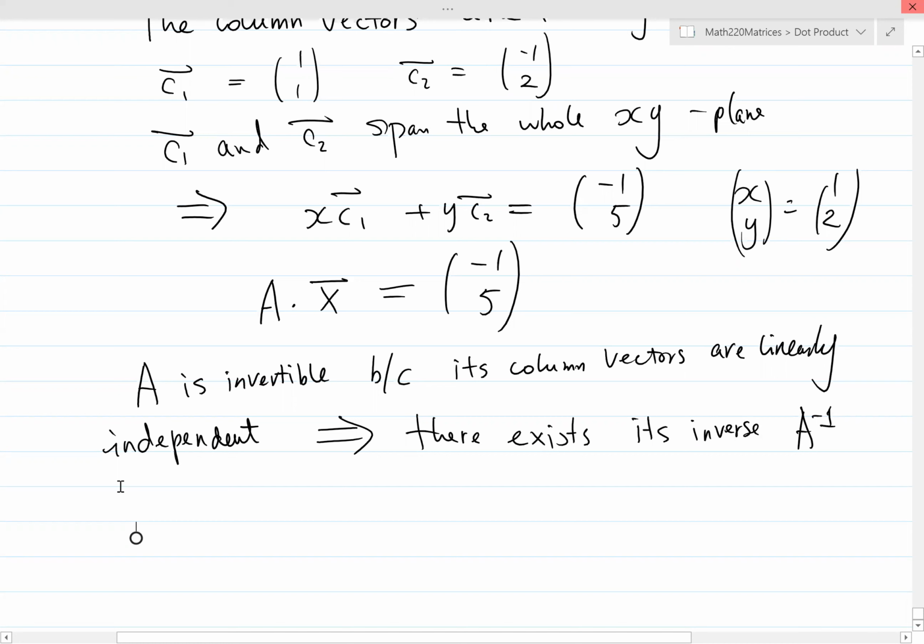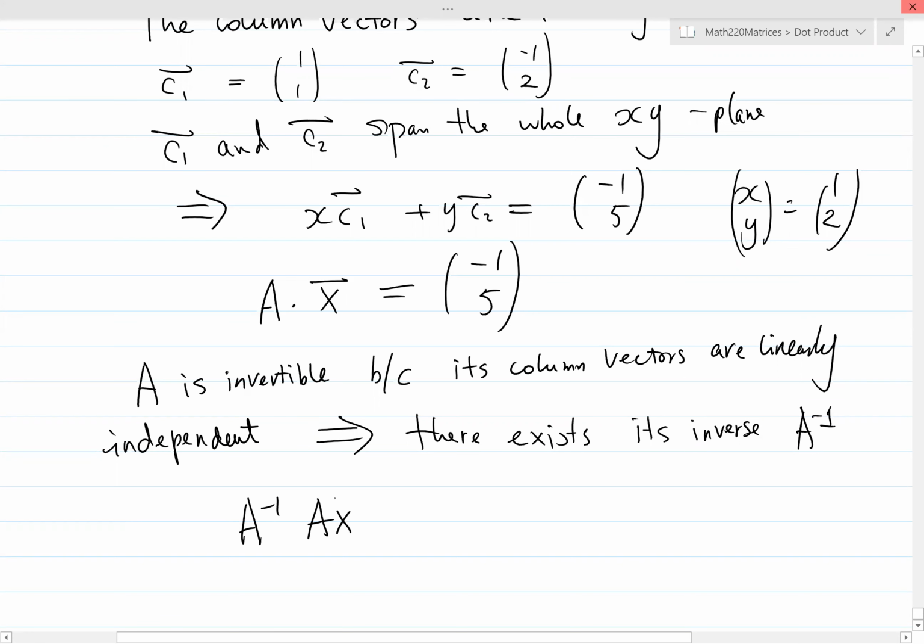So we define a matrix to be invertible if its column vectors are linearly independent. We have several equivalent definitions of being invertible. Later we will see that they are actually equivalent, for instance, the determinant is non-zero. So now we can actually do the inverse, A inverse.